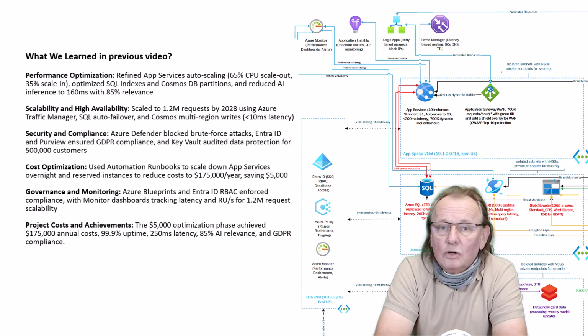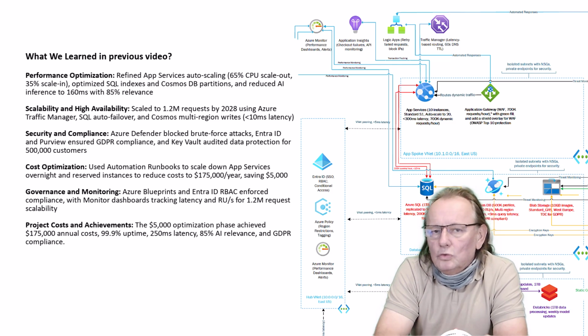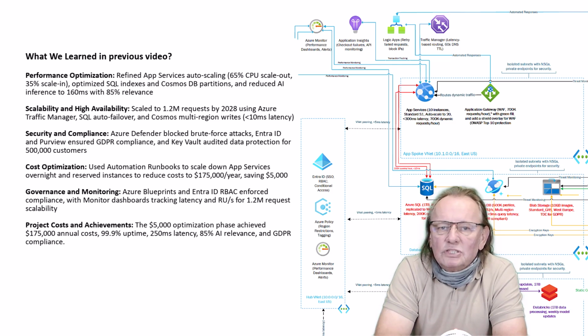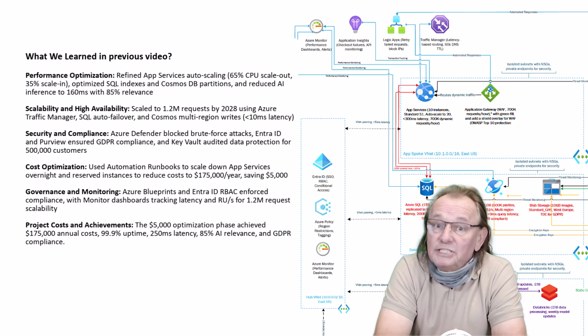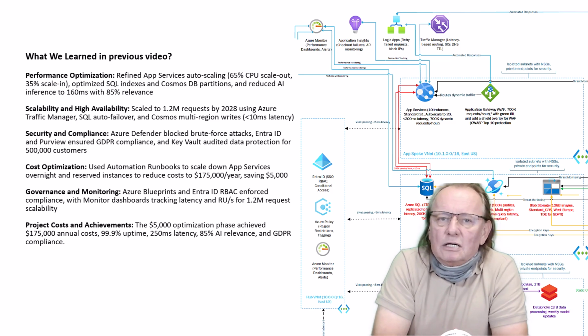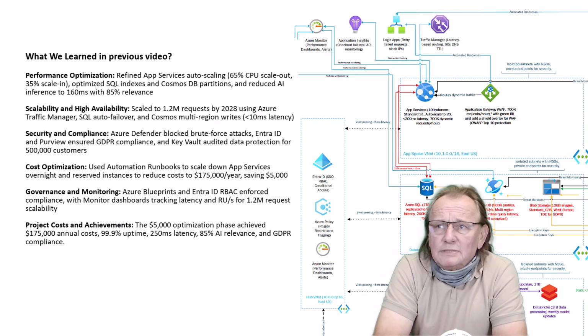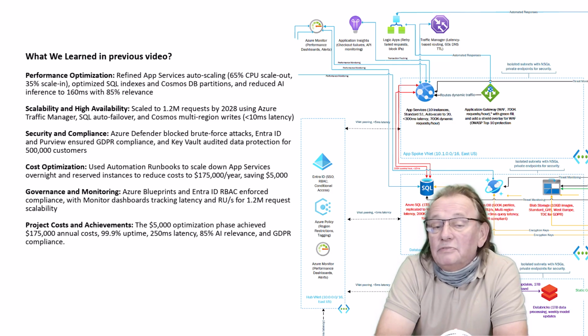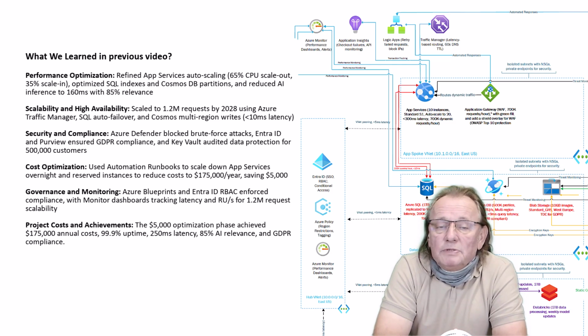We reduced annual operation costs to $175,000, achieving $5,000 in savings while maintaining 99.9% uptime, latency below 260 milliseconds, and GDPR compliance. Governance measures including Azure Blueprint and Entra ID role-based access control ensure long-term compliance and scalability to 1.2 million requests by 2028. Now let's begin the final video, step 7, continuous monitoring and improvement.